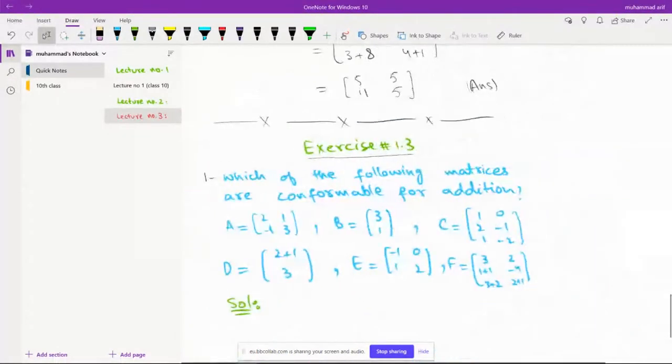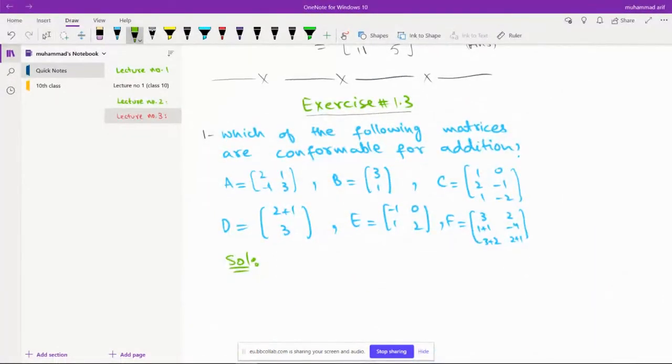Therefore, here we see the order of the different matrices. Order of matrix A is 2 cross 2. Order of matrix B is 2 cross 1. Order of matrix C is 3 cross 2. Order of matrix D is 2 cross 1. Order of matrix E is 2 cross 2. And at last, order of matrix F is 3 cross 2.